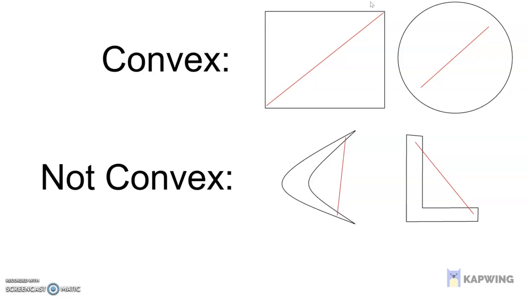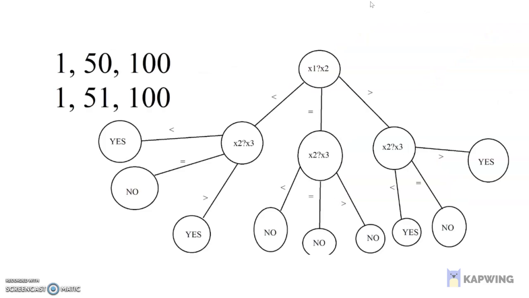So, why is this important? What does it mean? Why does it even matter? Well, in terms of a decision tree, it's just saying that all numbers in similar circumstances will be treated equally. For example, if we take two arrays, one with 1, 50, and 100, and another with 1, 51, and 100, and we put them through a tree, they will end up at the same leaf node.